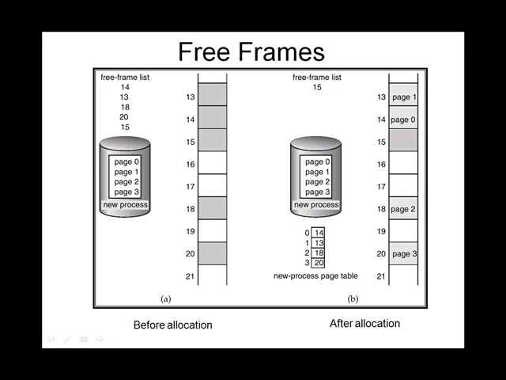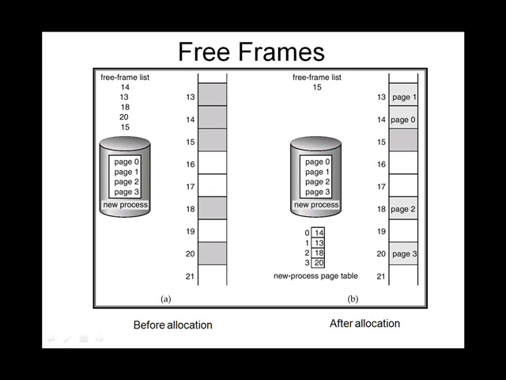In this diagram there are two representations: one is the before allocation, another one is the after allocation. In the before allocation, first we will discuss that. There are 4 pages, page 0, page 1, page 2 and page 3 in the secondary storage. The free frame list is 14, 13, 18, 20 and 15 in the frames.